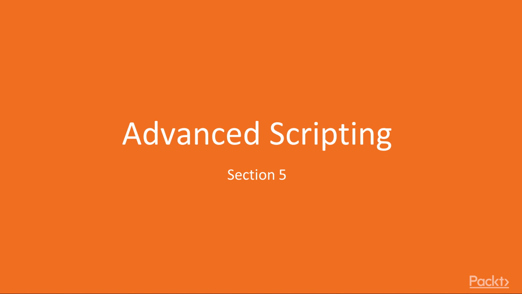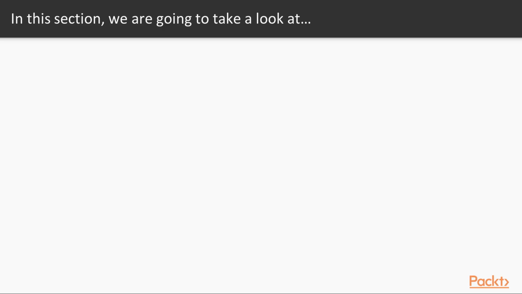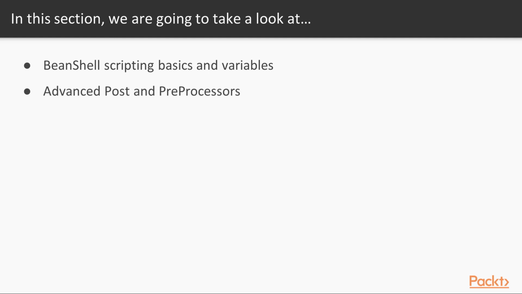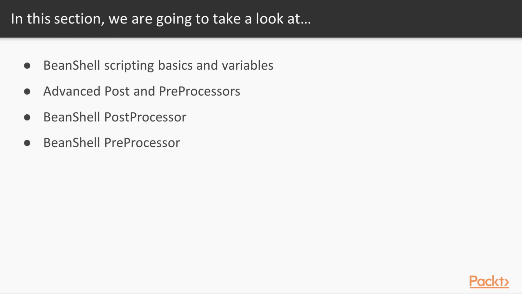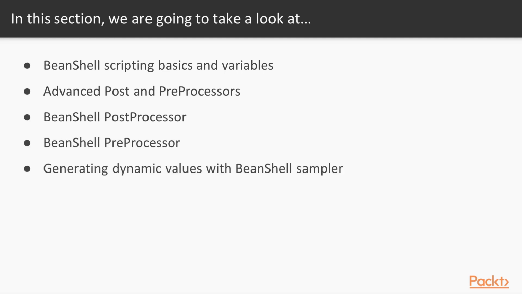So let's begin. Let's see what we are going to cover in this section. First, we will start with introduction to the BeanShell scripting and variables. Then we will learn about advanced post and preprocessors. Then we will take a look at each of these processors with the help of an example. And at the end, we'll see how we can generate dynamic values with BeanShell sampler.